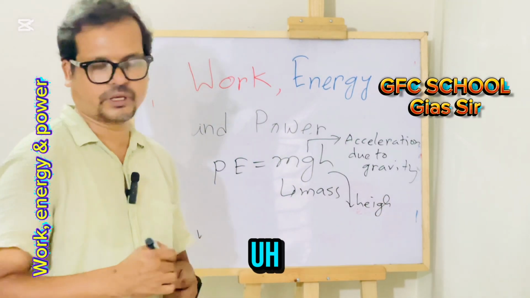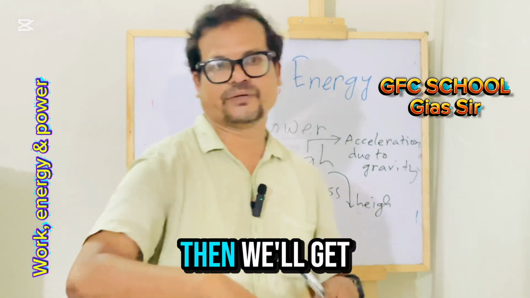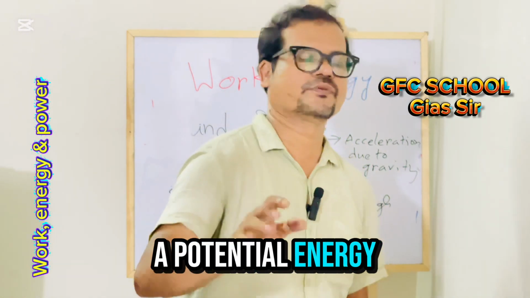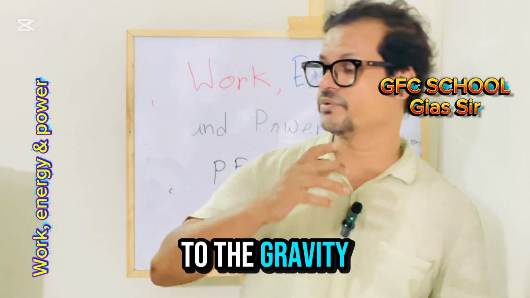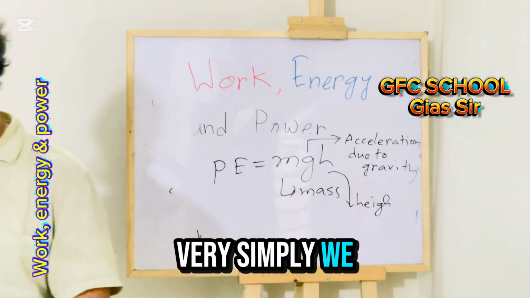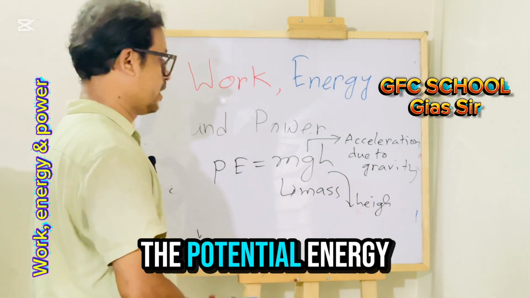Height. That means if we raise any body to a height, then we will get potential energy. For finding out the potential energy, we need the mass, acceleration due to gravity, and height. Very simply, we can determine the potential energy.